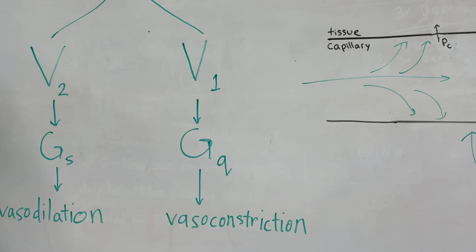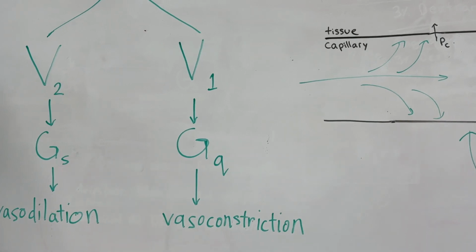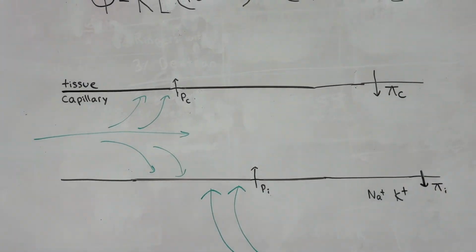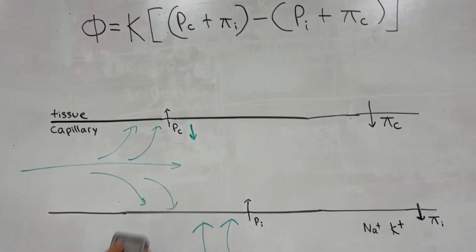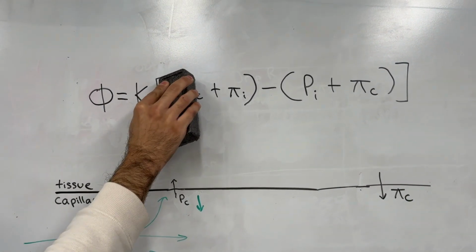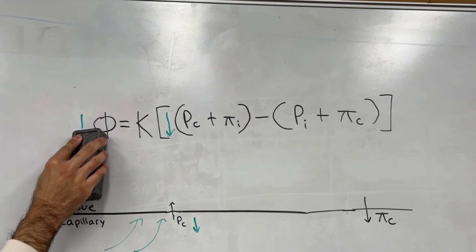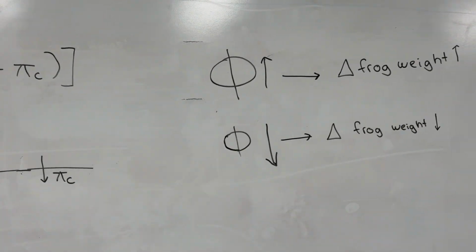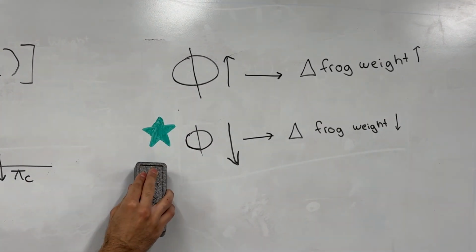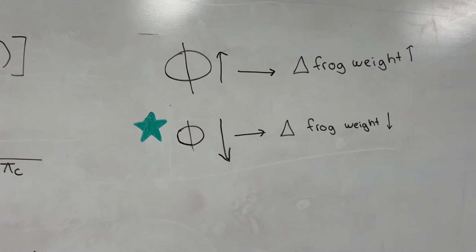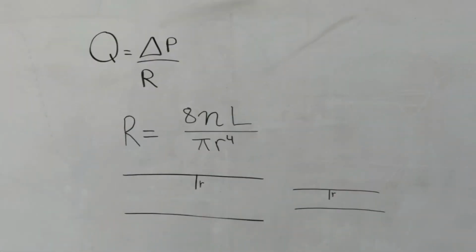Vasoconstriction caused the radius of the arteries to decrease. The decreased arterial radius lowered the capillary pressure, and using Starling's equation of ultrafiltration, a decrease in capillary pressure also decreases phi. This caused more fluid to leave the body, which is why the frog's change in weight over time decreased. Using Ohm's law, the decreased arterial radius would increase the resistance in the blood vessel and lower the overall flow rate, resulting in a lower drip rate.